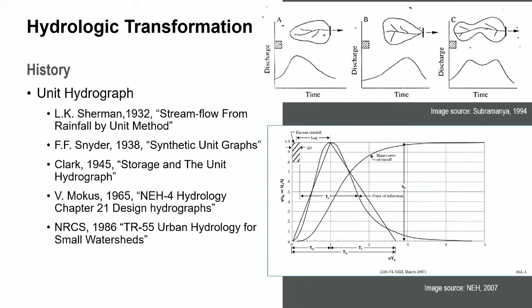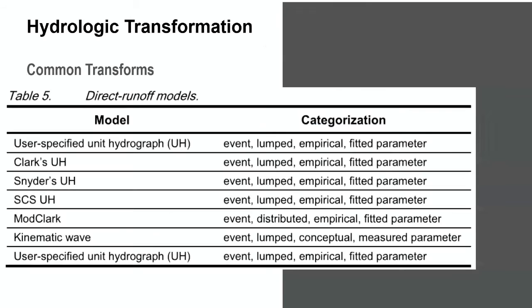The Snyder unit hydrograph in 1938, the Clark unit hydrograph in 1945, and then in 1965 was the first iteration of the SCS type method. And then that was refined in 1986 by the NRCS. And TR55 is probably the most commonly used approach for hydrologic transformation. So these are some of the common transformations. There's Clark's, Snyder's, the SCS, which we've just looked at. There's a modified Clark, kinematic wave, and then user-specified unit hydrograph.